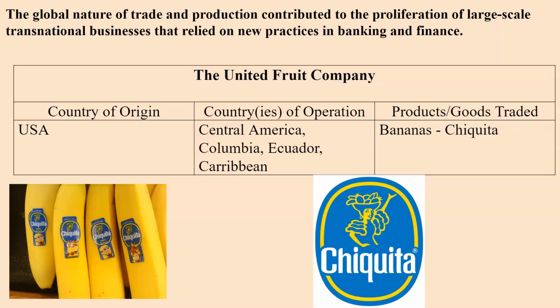Okay, the global nature of trade and production contributes, out of this capitalism, to the proliferation of large-scale transnational businesses that relied on new practices in banking and finance. One of the most famous of these early companies, and these are the companies that come after the East India companies, the state-run monopolies, is the United Fruit Company, which you would probably better know as Chiquita Banana. Another major one is the Hong Kong and Shanghai Banking Corporation, known today as HSBC, which is a major banking corporation. I believe they are now owned by KeyBank, but they still have branches elsewhere around the planet.